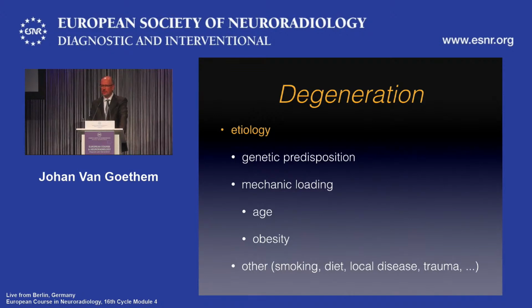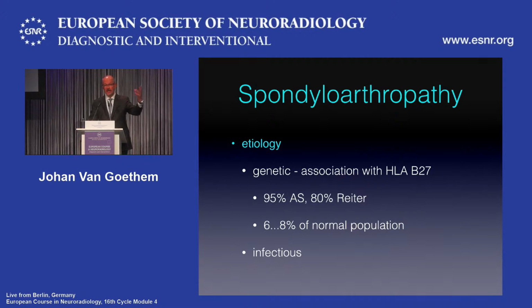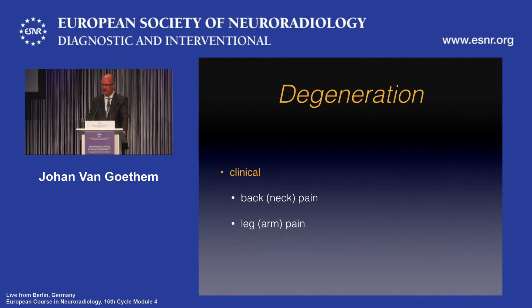The etiology of degeneration is complex. There might be a genetic predisposition. There is, of course, the mechanical loading, age and obesity of the patient, and other things like smoking, diet, local diseases, and trauma. On the other hand, spondyloarthropathy is a genetic disease. It's associated with HLA-B27, which is positive in 95% of the patients with ankylosing spondylitis and 80% positive in the patients with Reiter disease. This factor is found also in about 6 to 8% of the normal population. And some people will say there might also be an infectious agent.